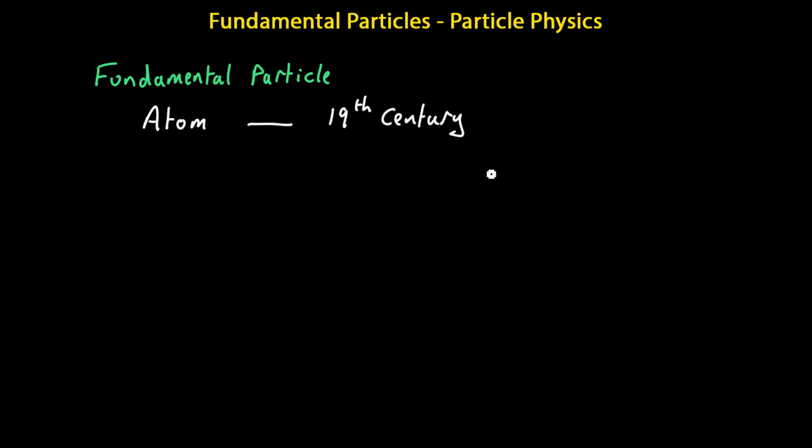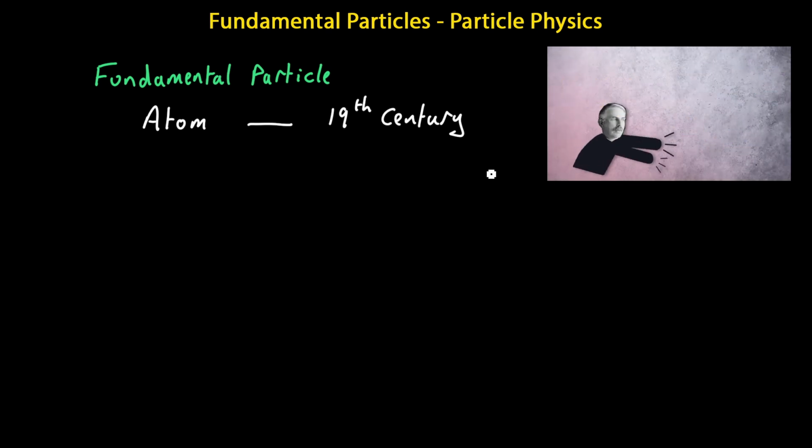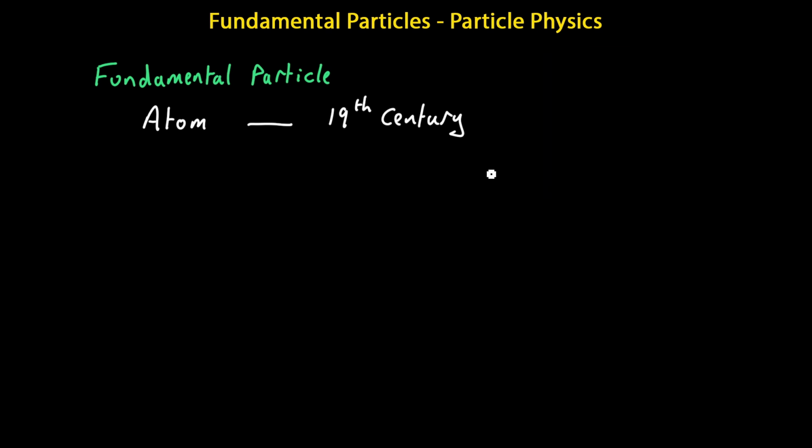But experiments like the alpha particle scattering experiment, and I've got a video on this in the card above if you're interested, provided evidence that the atom had a structure to it. It wasn't, in fact, a fundamental particle. When James Chadwick discovered the neutron in 1932, the fundamental particles were considered to be the electron, the proton, and the neutron. Now, the electron is a fundamental particle.